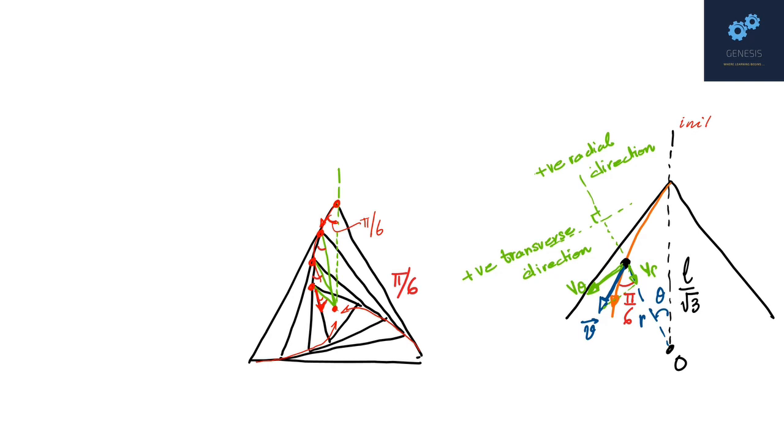This is our initial line with respect to which we will measure theta, and this particle initially was here. Now it has come to a location here. Its velocity vector is making an angle of pi by 6 with the line joining it from the centroid. Its location at this point is r and theta. So this location is r comma theta. Now you can see that this is the positive radial direction, and this is the positive transverse direction. Accordingly, the v vector has been resolved into the radial velocity and the transverse velocity.